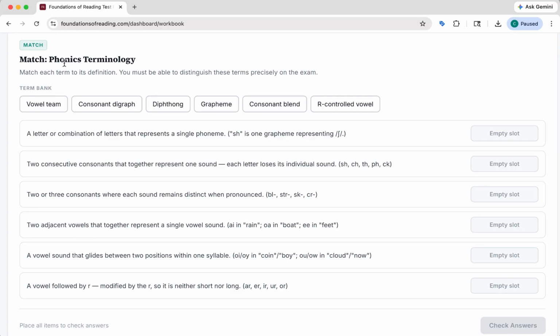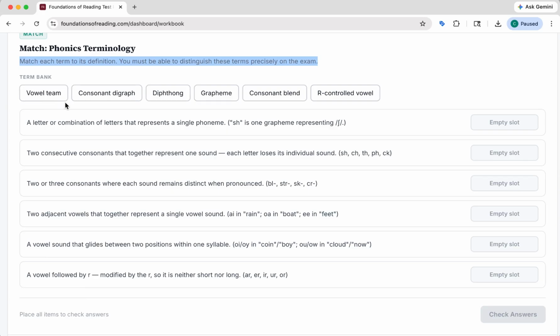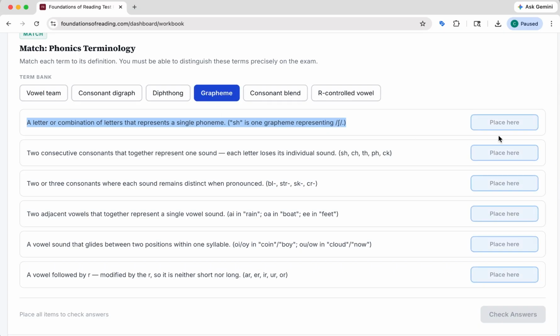Next up, we have phonics terminology, another important topic. Match each term to its definition. You must be able to distinguish these terms precisely. Absolutely, we have vowel team, consonant digraph, diphthong, grapheme, consonant blend, and R-controlled vowel. So where are we going to put these? Let's start by reading the definition. A letter or combination of letters that represents a single phoneme. So SH is one grapheme representing this symbol right there. And I'm going to go with grapheme, put that there.